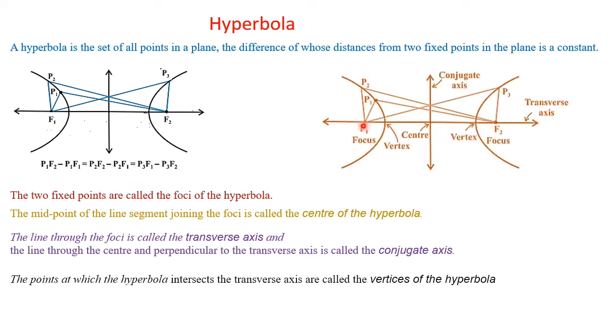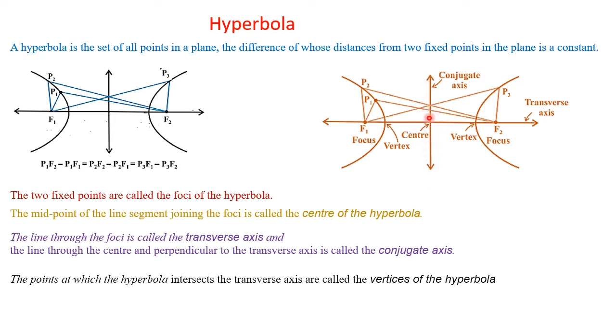So here, the two fixed points F1 and F2 are called the foci, and the midpoint of F1 F2 is called the center. A line segment or a line passing through the foci is called the transverse axis, and a line which is passing through the center and perpendicular to the transverse axis is called the conjugate axis.